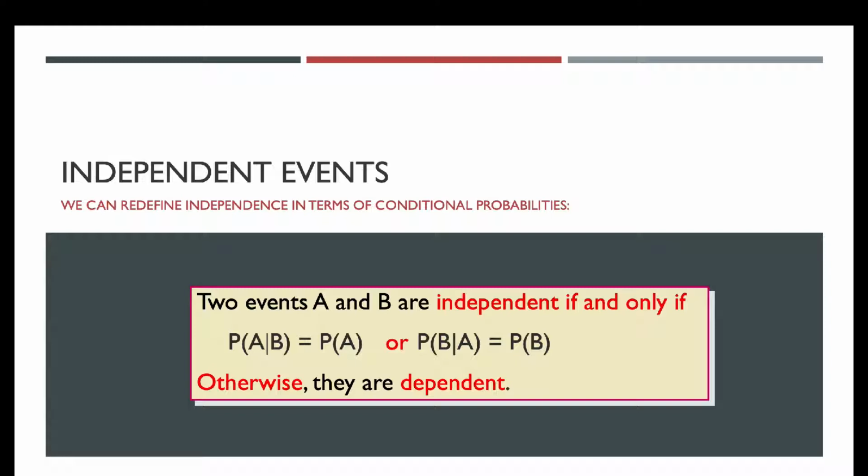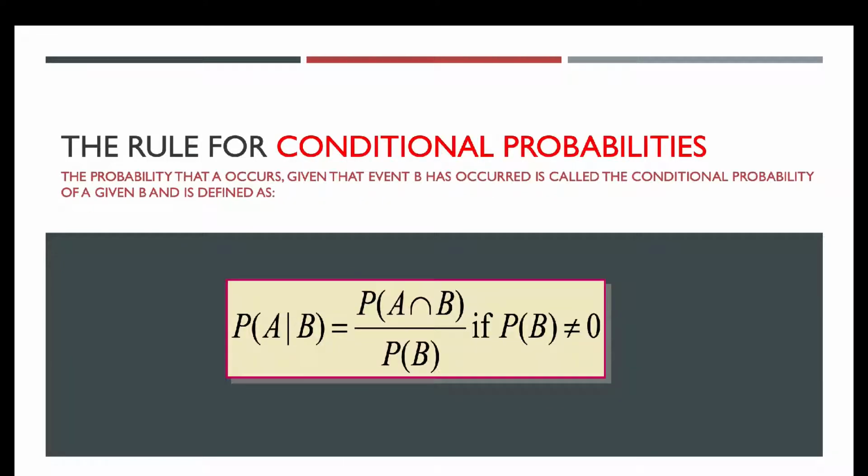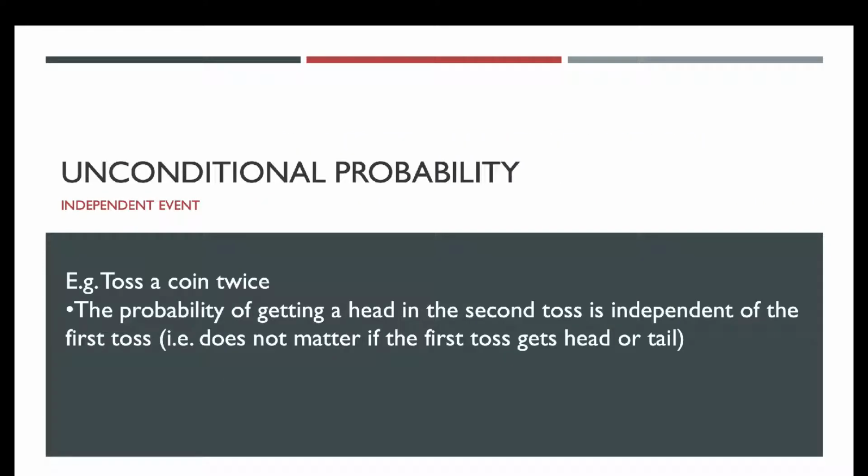For independent events, by definition, two events A and B are independent if and only if the probability of A given B equals the probability of A, or vice versa, the probability of B given A equals the probability of B. Otherwise, they are dependent. For dependent events, of course, you have to refer to this formula.